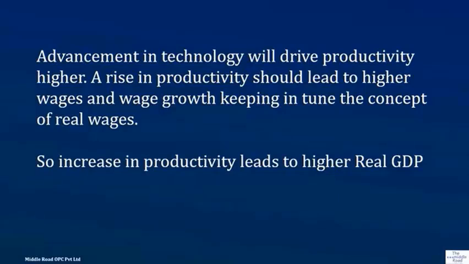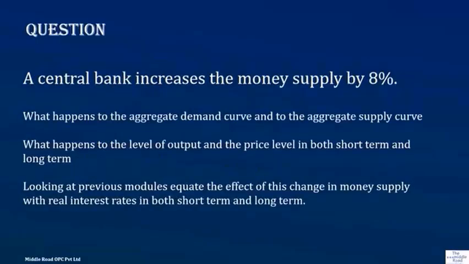In the long run, the aggregate supply curve is horizontal, with wages and prices predetermined. We have seen through graphs how this works out. Advancement in technology will usually drive productivity higher. A rise in productivity will lead to higher wages and wage growth.